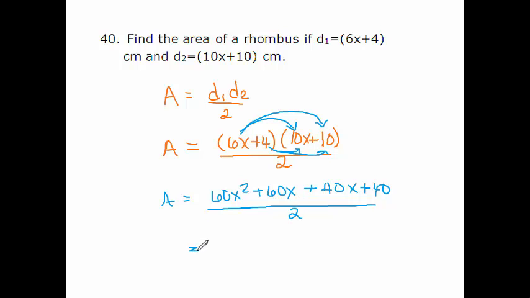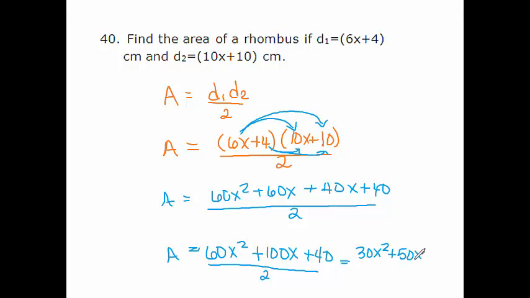Okay, and simplifying, I get 60x squared plus 100x plus 40 all over 2. So I can divide each of those terms by 2. Gives me 30x squared plus 50x plus 20.